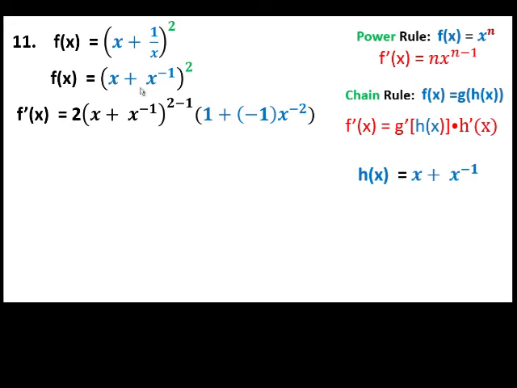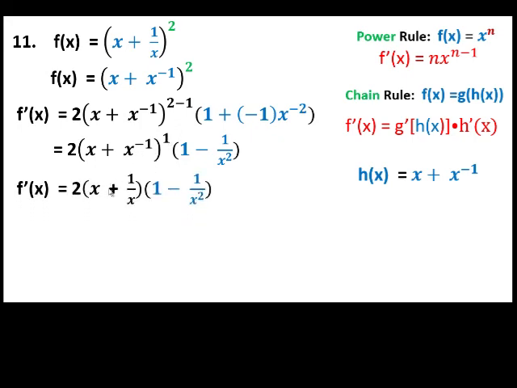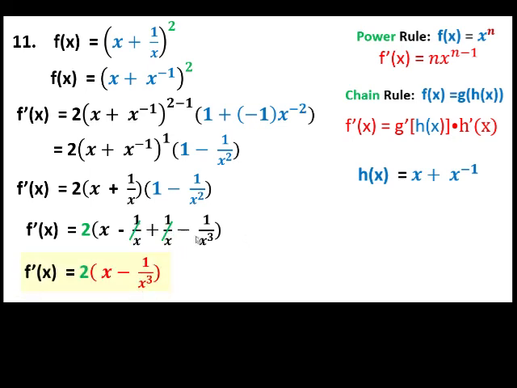So, the derivative of the base: the derivative of x is 1. The derivative of x to the power of negative 1 is negative 1 times x to the power of negative 1 minus 1, which is negative 2. So, simplify this one and change the negative exponent to a positive exponent. We can just drop out 1 and multiply these two quantities and cancel out opposite signs. So, in simplest form, our final answer, f prime of x, is equal to 2 times the quantity x minus 1 over x cubed.